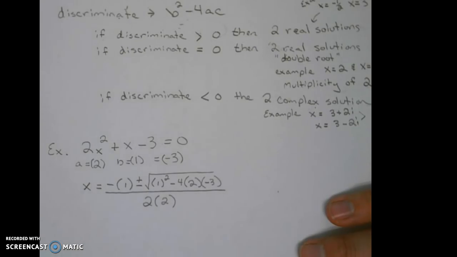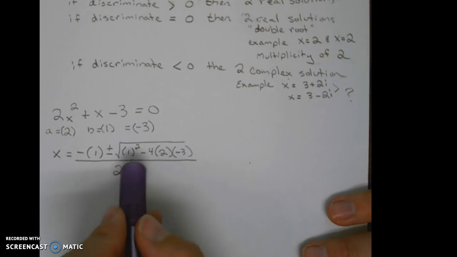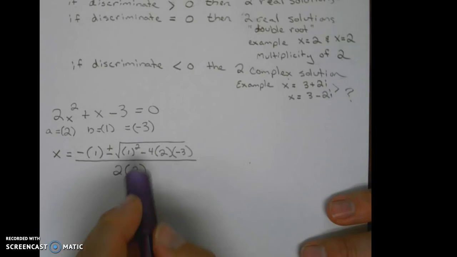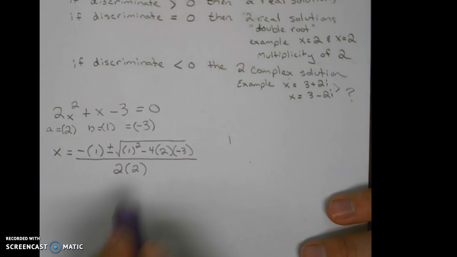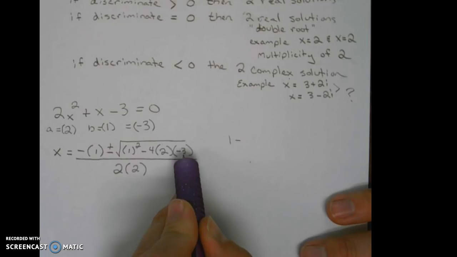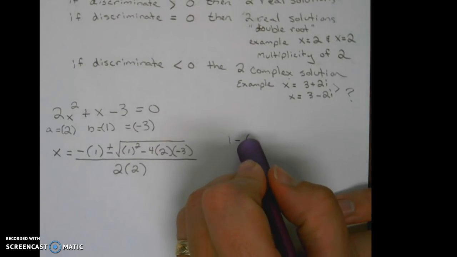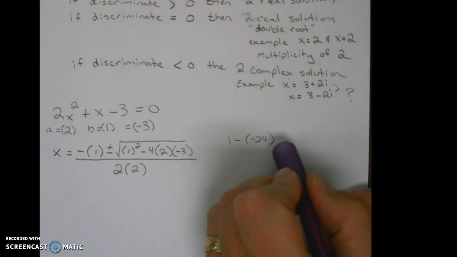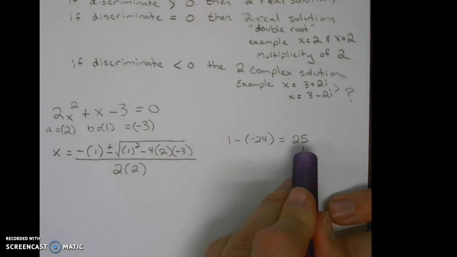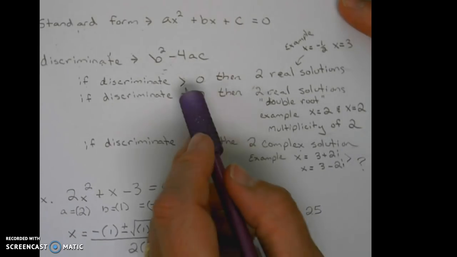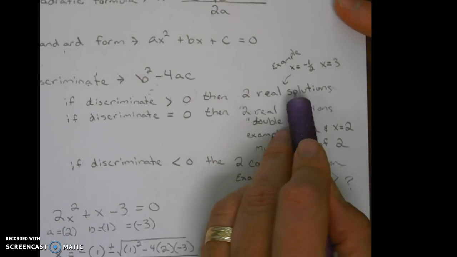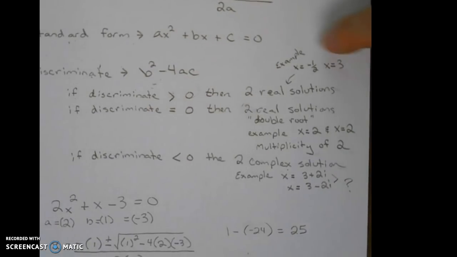So now that we've plugged in all our numbers, I highly recommend you start by doing the discriminant first. So let's do this over here to the side. 1 squared is 1 minus 4 times 2 is 8. 8 times negative 3 is negative 24. So our discriminant is going to be 25. Looking at our rules, 25 is greater than 0. So we're going to have two real solutions, and the solutions are both going to be distinct or unique solutions, not the same.